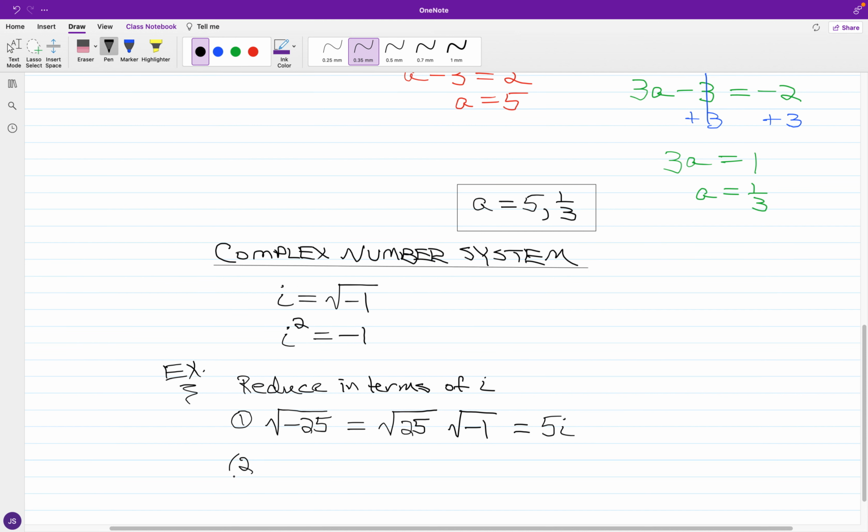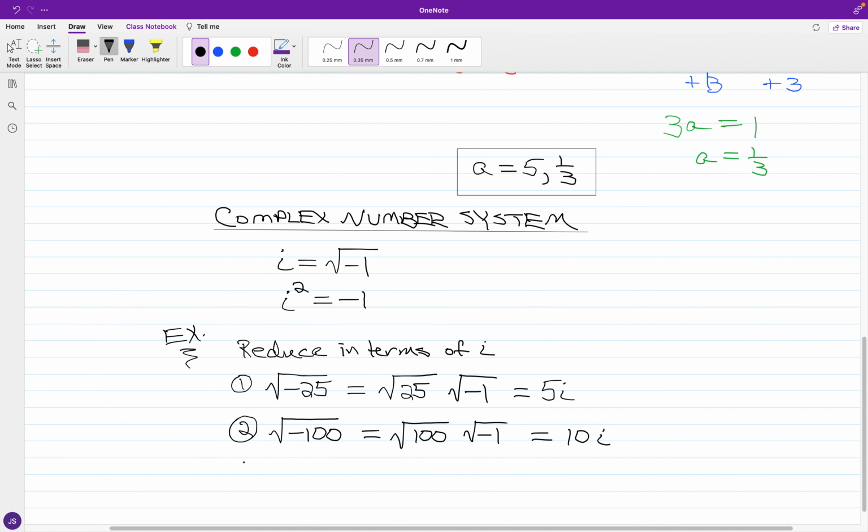Let's say just another case here. If I have the square root of negative 100, so I have the square root of 100 times the square root of negative 1. Square root of 100 is going to be 10. And again, the square root of negative 1 becomes I. So we have 10i.